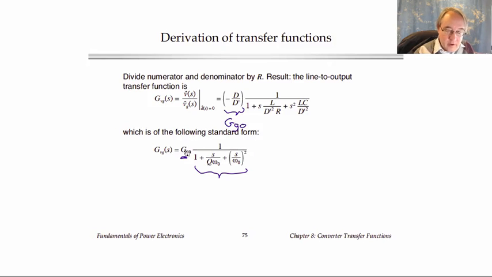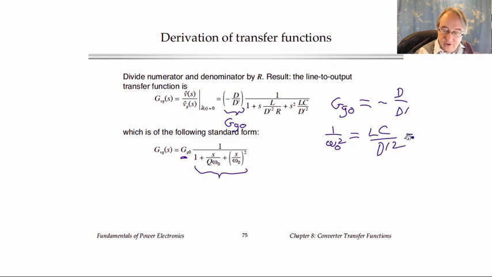Okay? By equating like terms in the expression that we have and the standard form, we can get equations for the salient features. So G_g0 is apparently equal to minus D over D prime for this converter. The coefficient of s squared in our normalized form is 1 over omega naught squared, and that should be the same then as this coefficient LC over D prime squared. So you can solve for omega naught, and we'll get what? D prime over root LC.